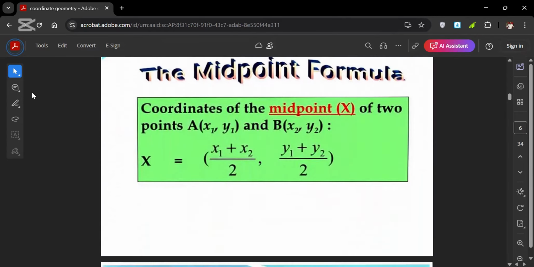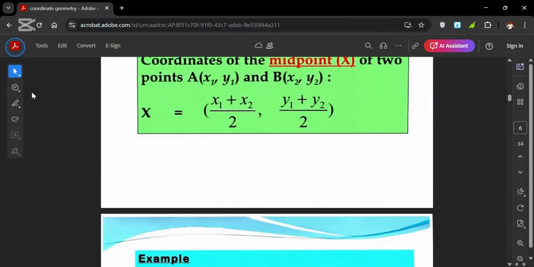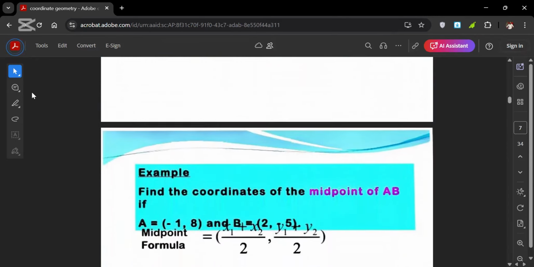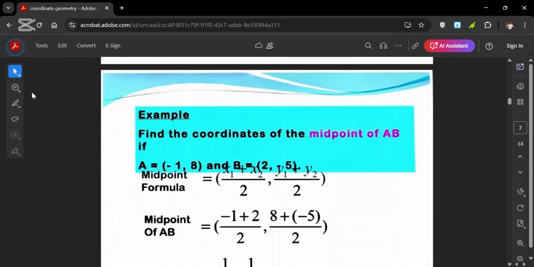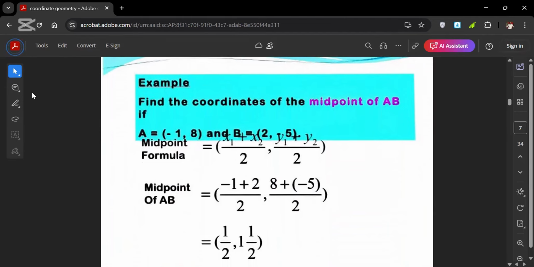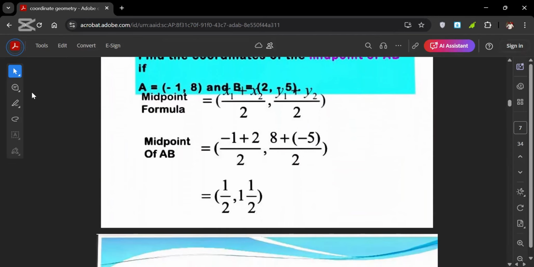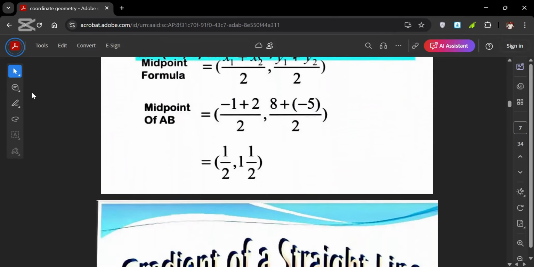Midpoint, the exactly middle value: x1 plus x2 upon 2, y1 plus y2 upon 2. There is an example here. Sometimes in past papers, they give you the value of the midpoint and they give you 1 point. So the same formula you're going to use, and for the unknown, we can mark it as x and y, and then equate it and we can get the answer.